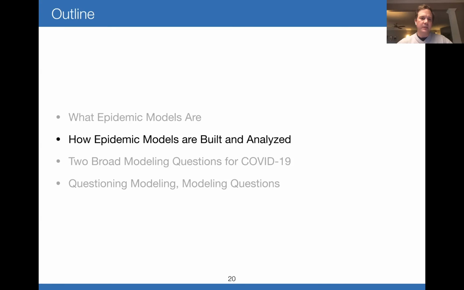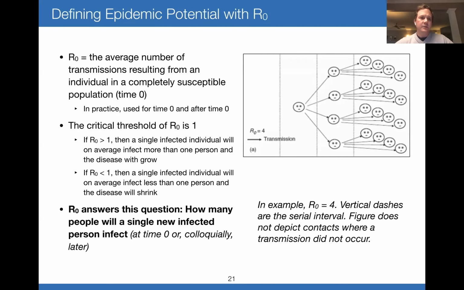How are they built and analyzed? Well, let's go to a foundational principle of infectious disease epidemiology that you've probably seen quite a bit of in the past few months. It's called R0, which is defined as the average number of transmissions that result from an individual in a completely susceptible population. So as shown in the plot on the right here, if we have one infected individual and an R0 value of 4, that individual is going to transmit to 4 people, and each one of those 4 is then going to transmit to 4. So after 2 generations, we have 16 infected people in the 3rd generation.